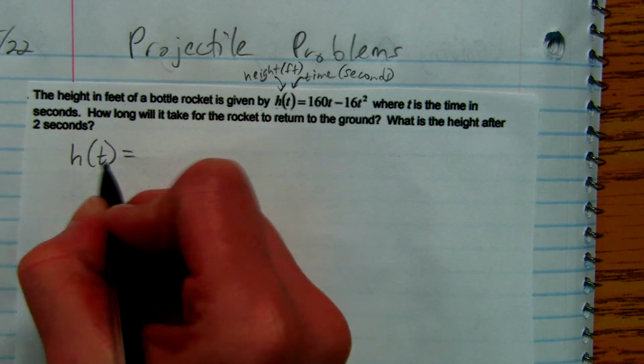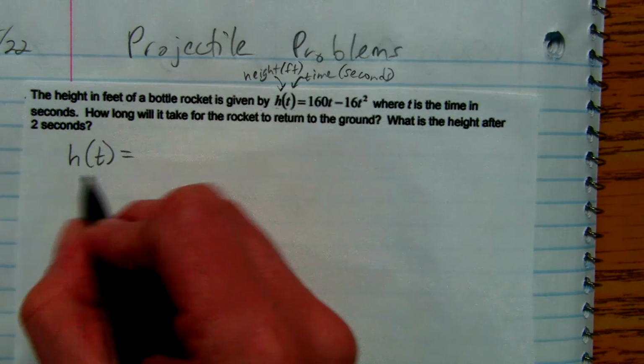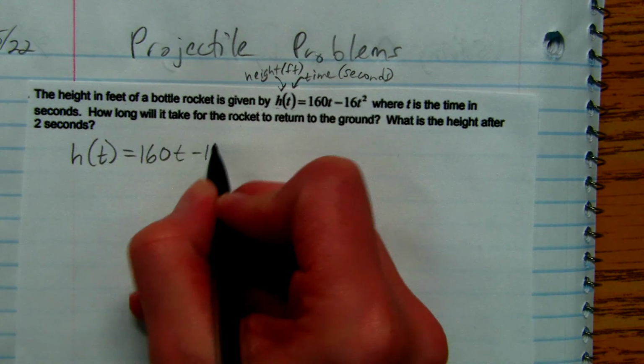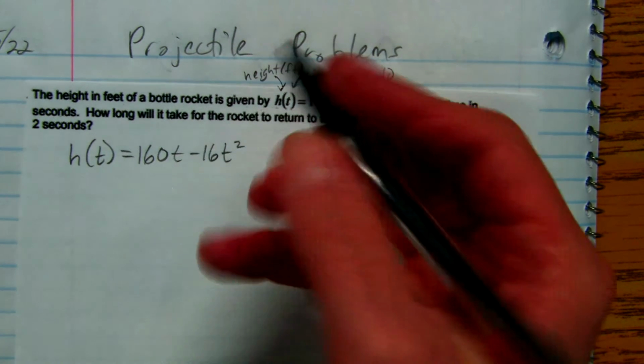This is function notation. It's like having f of x, except they have h of t. It does not mean h times t. So, the different parts of the equation.